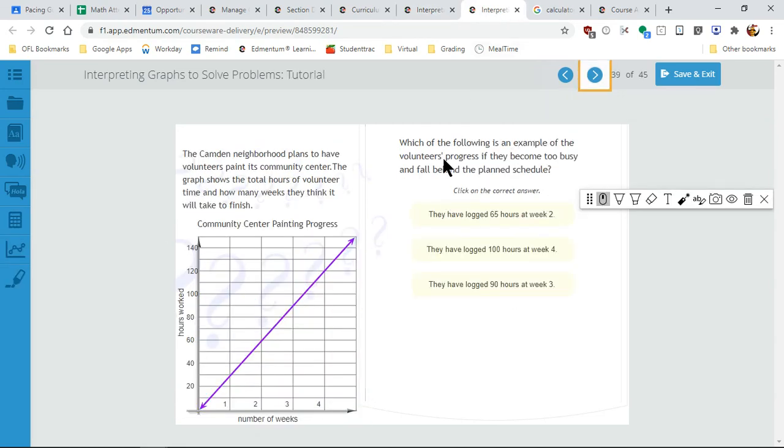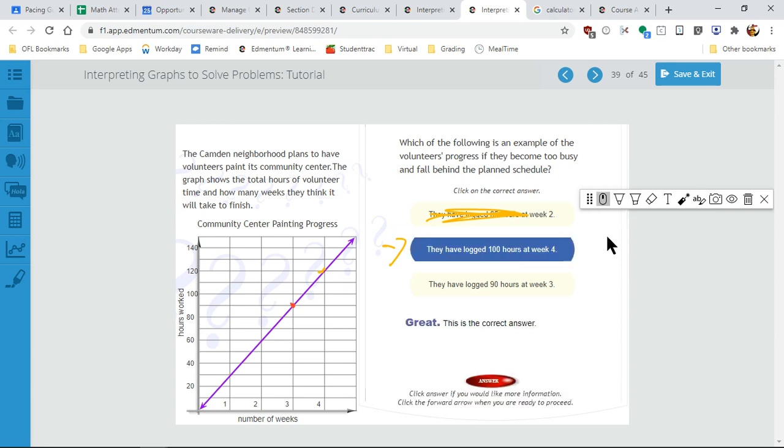Which of the following is an example of the volunteer's progress if they become too busy and fall behind? So this is saying if they're falling behind. All right, so at week 2, 65 hours. Week 2, 65, that's ahead. So if that's ahead, we're going to cross this out. Week 4, 100 hours. So if we're at week 4, 100 hours, this one looks like it's the right answer. Let's read ahead just to be safe. Week 3, 90 hours. 90 hours, that looks like it's right on track. So in other words, our answer has to be this. They fell behind at this point.